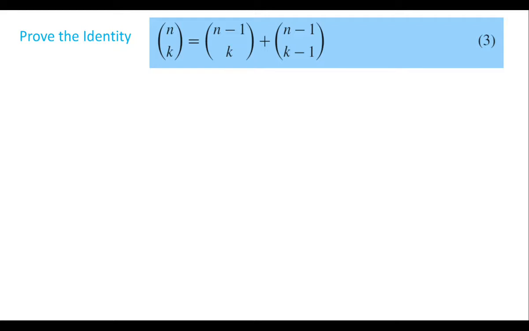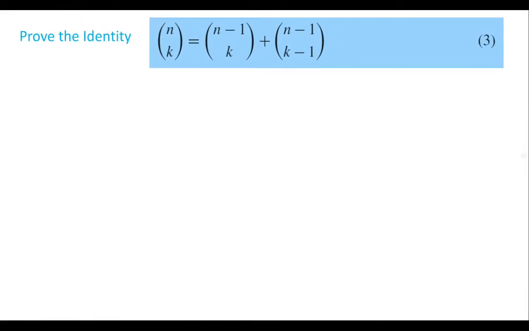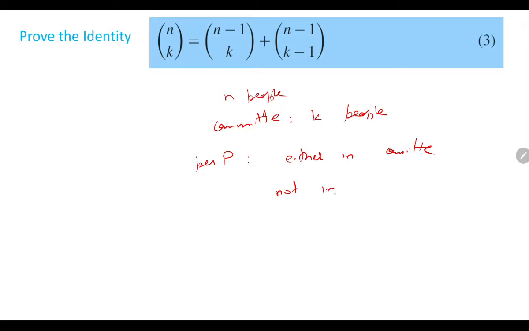What is the justification for the right hand side? In the right hand side you can say that one time we have k and one time we have k minus 1. So let's say that there are n people and we want to form a committee with k people. Then there is a person P who is either in the committee or not in the committee. Both possibilities are open for this person.